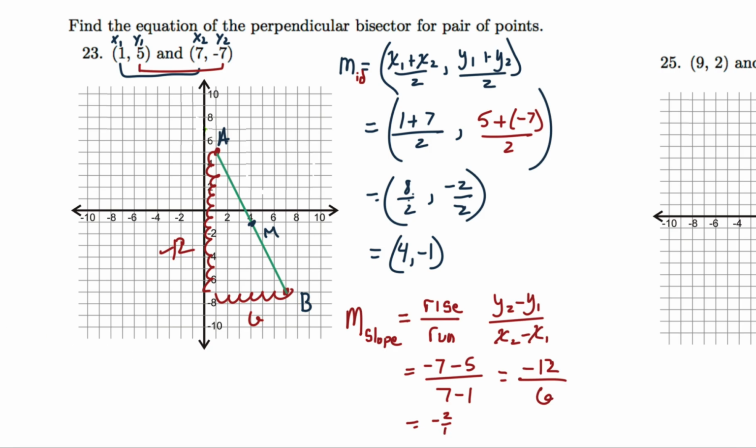Now, we need the perpendicular slope. For this line, the negative reciprocal is 1/2. So let's go from our midpoint. Let's go up 1 over 2, or we can go down 1 to the left 2. Let's make our line.